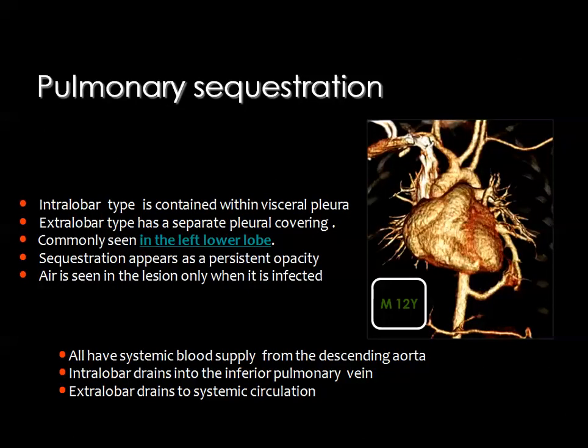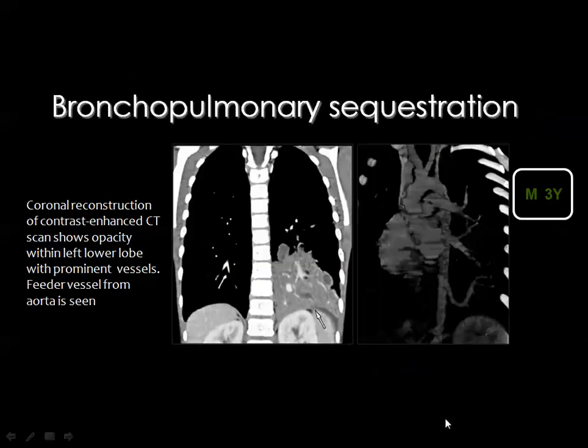Then the pulmonary sequestrated lung segment is commonly seen in the left lower lobe, but also can be seen in the right lower lobe, and sometimes it can be seen in the upper lobes as well. The diagnosis depends on the presence of a systemic blood supply coming from the aorta to the lesion. And the separation between the two types of sequestration depends on the venous drainage. Intralobar sequestration will drain into the inferior pulmonary vein, while extralobar sequestration will drain to the inferior vena cava or the systemic circulation.